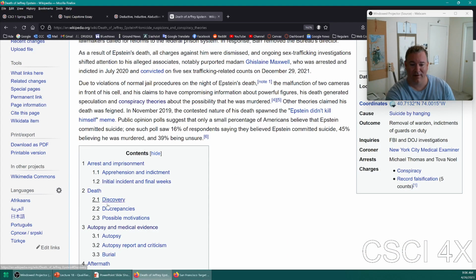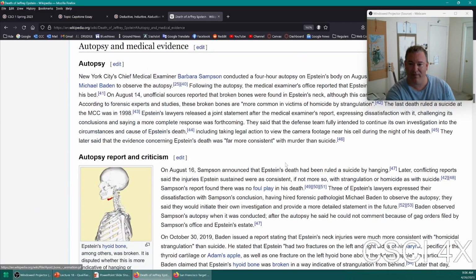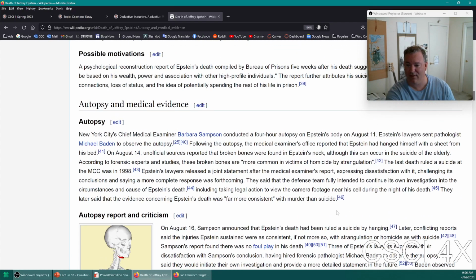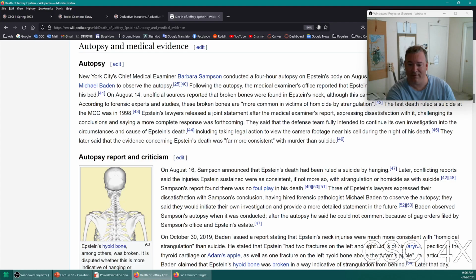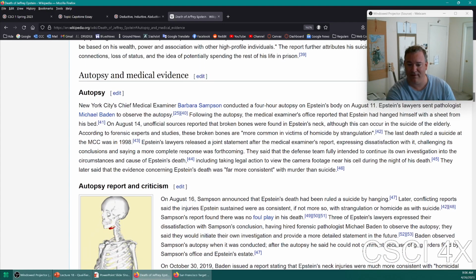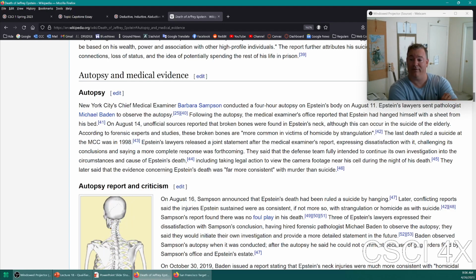The official autopsy said that he killed himself. However, another autopsy person and medical examiner said that the bones that were broken in his body were consistent with those when somebody strangles you. And so, do I think that he was murdered?